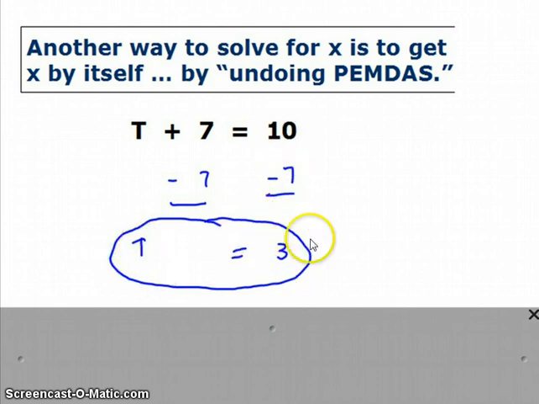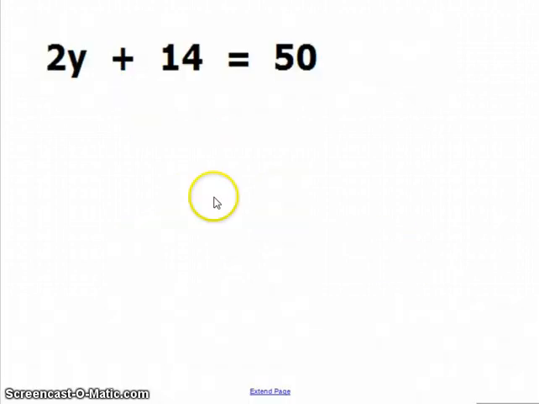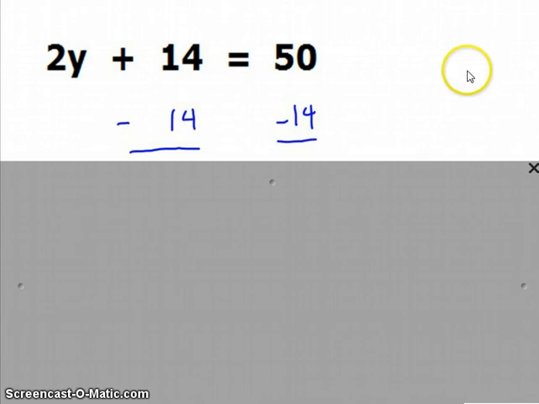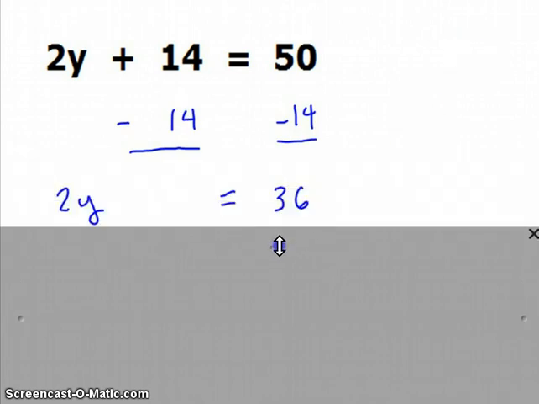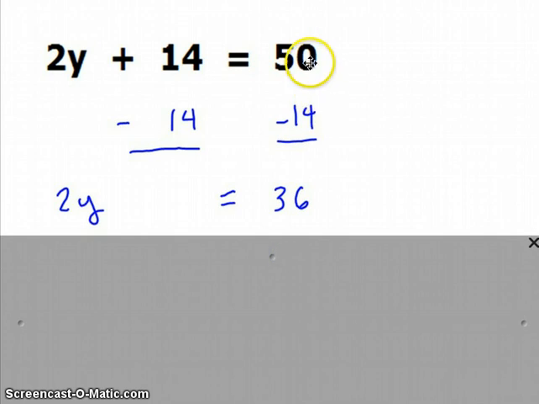This was probably pretty easy for you to see. Let's try it, though, with something a little more complicated. Here, I really will have to undo PEMDAS in order to solve this. I'm going to move the 14 first. Why? Because if I was doing PEMDAS, I would do it last. So I'm undoing PEMDAS. I'm unwrapping this problem. So I subtract off the 14 from both sides. When I do that, on the left I'm just left with 2y, but on the right I've now got 50 minus 14, which is 36.